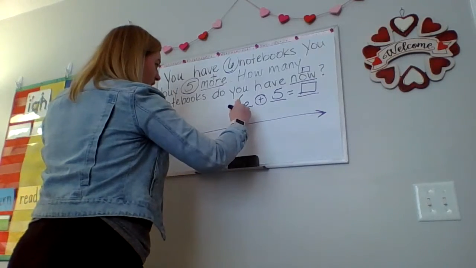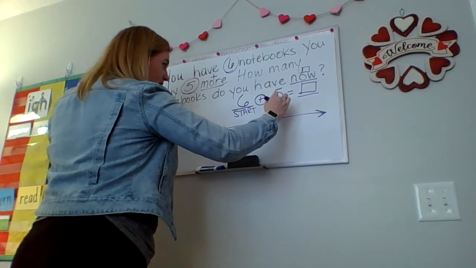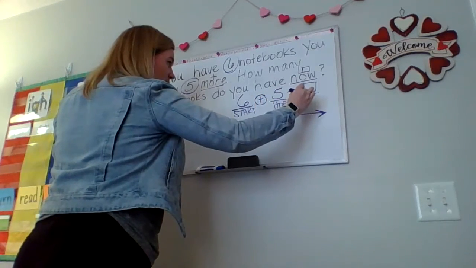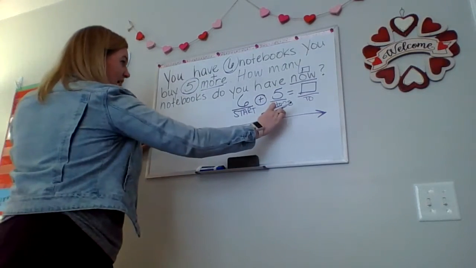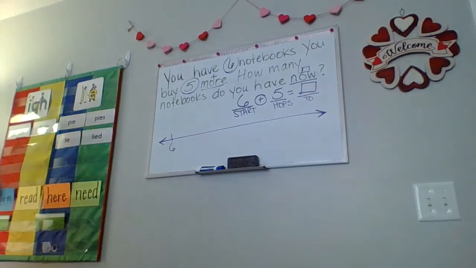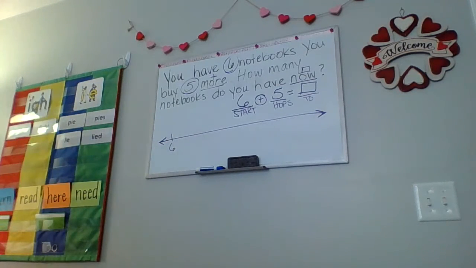You are going to start at 6. You're going to do this many hops. And then this is where you're going to hop to. So you're going to start at 6. You're going to do that many hops, and that's where you're going to hop to. I want everyone to take some time and do an open number line strategy.